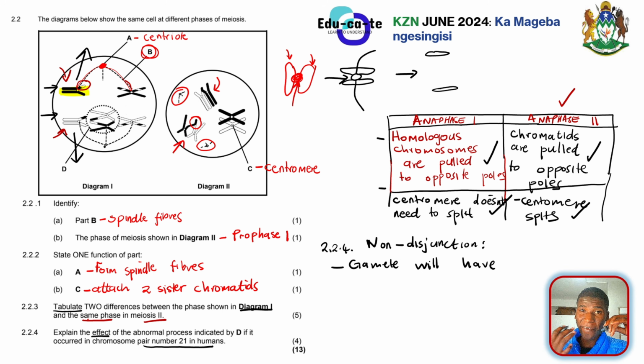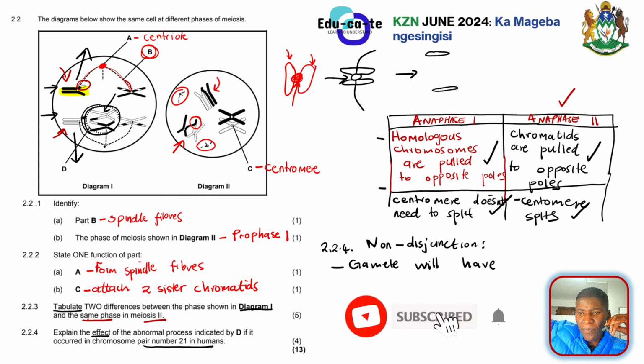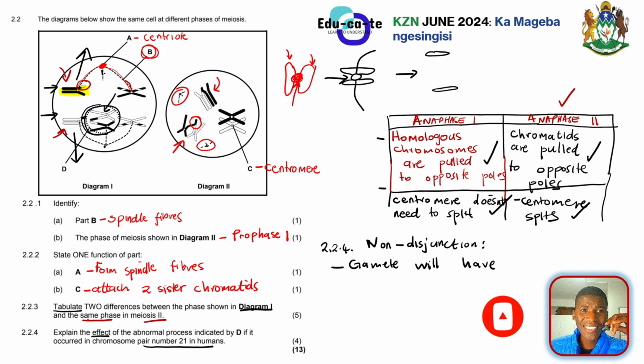Remember, each gamete must have 23 chromosomes. A normal gamete of a human being must have 23 chromosomes. But here, because there's been non-disjunction, it's possible that this gamete will have an extra chromosome, because this chromosome was supposed to go up, it was supposed to be pulled up by this spindle fiber here. So basically that spindle fiber on top was supposed to pull that chromosome up, but the chromosome got stuck. It got stuck, and then it went down with its homologous chromosome.